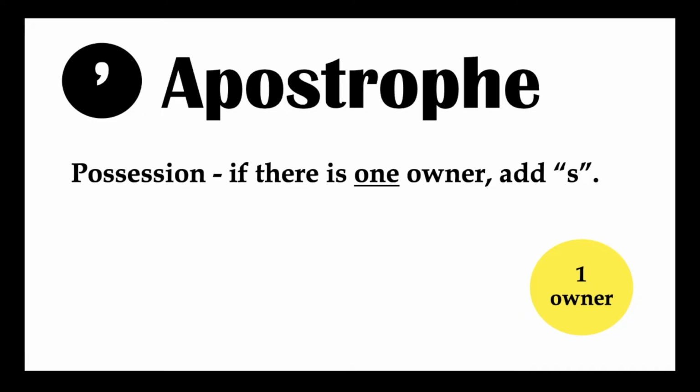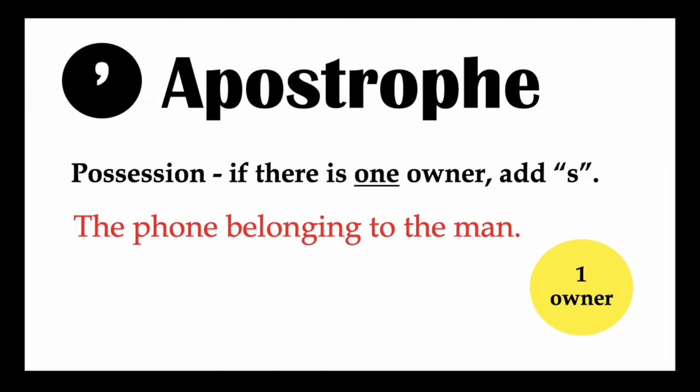The apostrophe is also used to show ownership. This is called possession. The easiest way to remember this is to ask yourself how many owners are there. If there is only one owner, then simply add an apostrophe, then S. Let's take a look at an example.